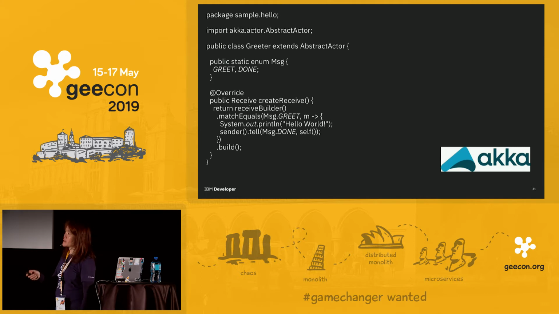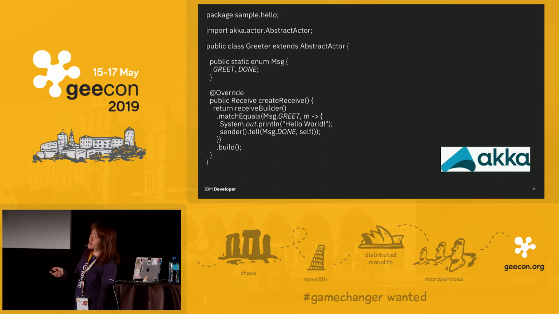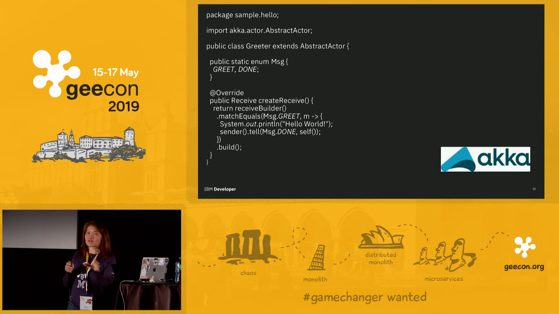And then when it receives an order that tells it to print itself, all it does in here is use the receive builder with .match equals: if it is a greeting message, it needs to print. Then it does System.out.println, hello world, and prints itself, and then it's done. As you can see, it takes a bit more work in terms of coding, but it's just a way of illustrating the actor model.